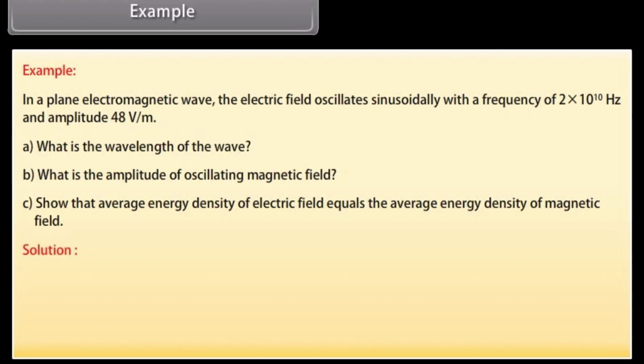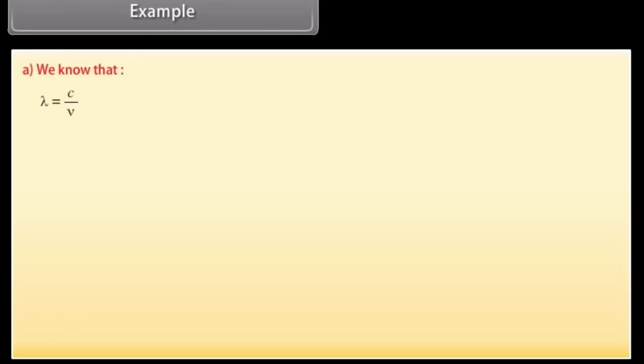Let's see the solution. Given values are nu, which is equal to 2 into 10 raised to the power 10 Hz, E naught equals 48 volt per meter. We know that lambda is equal to C upon nu. By putting and calculating the values, we get wavelength of the wave, which is equal to 1.5 into 10 raised to the power minus 2 meter.